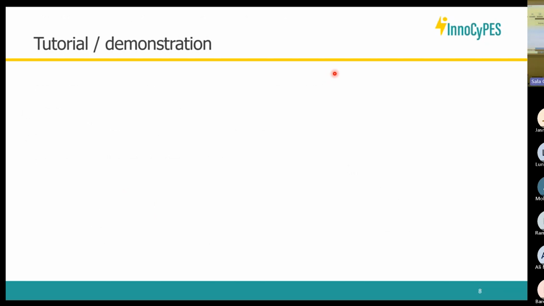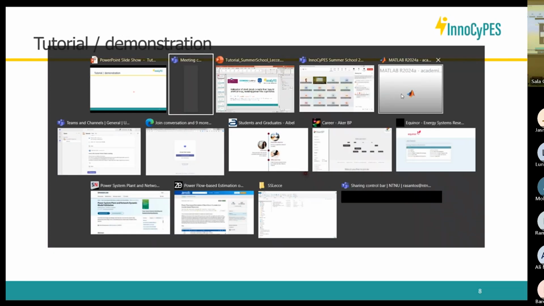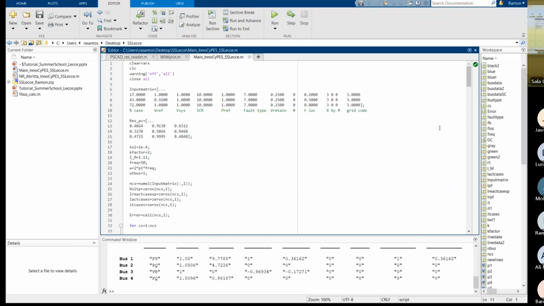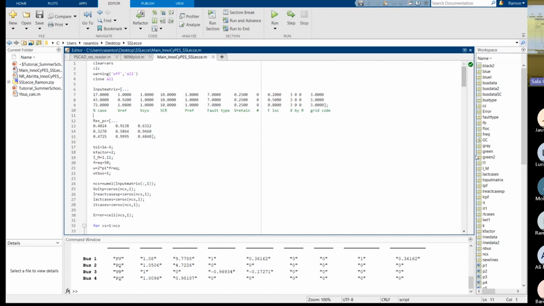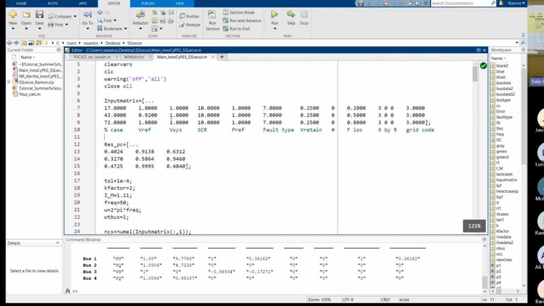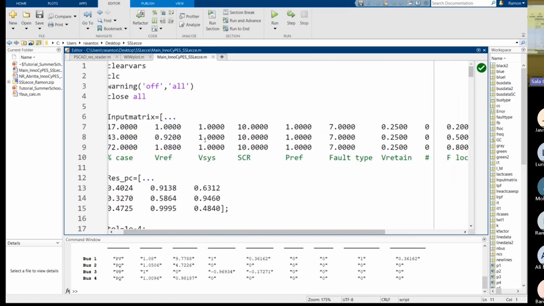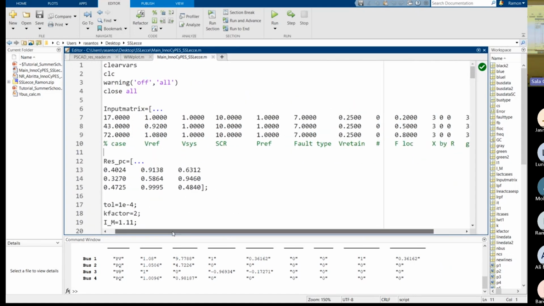And yeah, now we are going to the tutorial and demonstration. I know that looking at the code that someone else has written is quite bad, but I'll try my best to make a few things here clear.